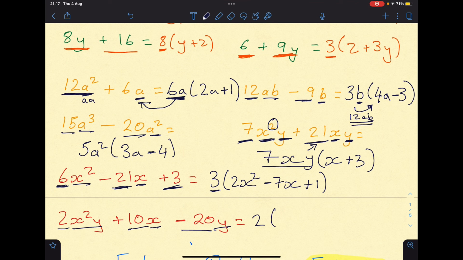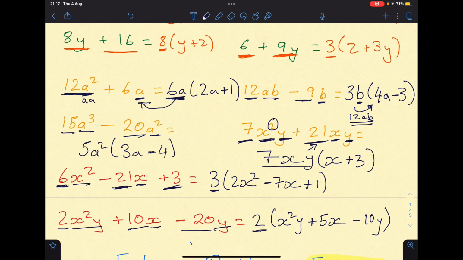Then what do I multiply 2 by to get 2x squared y? That would be x squared y. What do I multiply 2 by to get 10x? That would be positive 5x. And what do I multiply 2 by to get minus 20y? That would be minus 10y.